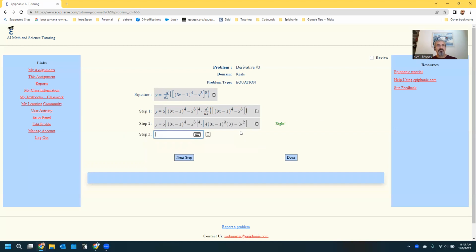And I could go on and simplify this a little bit. Again, usually they don't want you to simplify these chain rule problems very much. But you could put the 3 and the 4 together and make that 12x times 3x minus 1 cubed minus 3x squared. And I'll mark this as done.